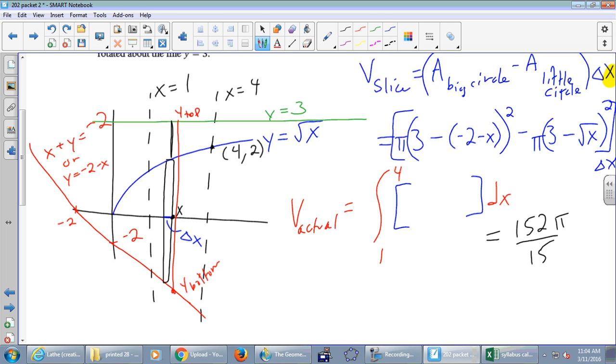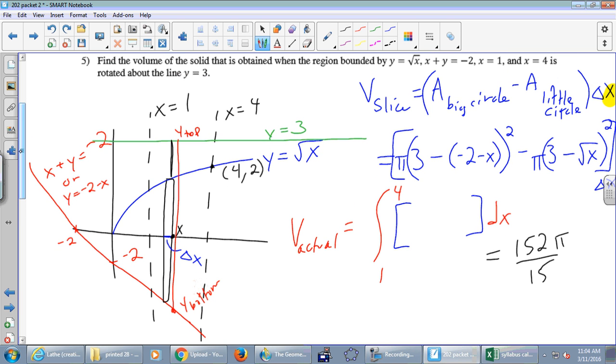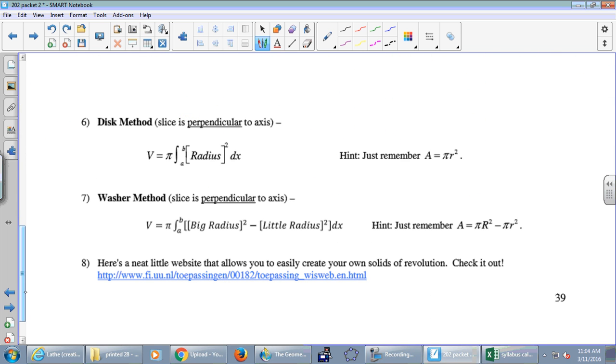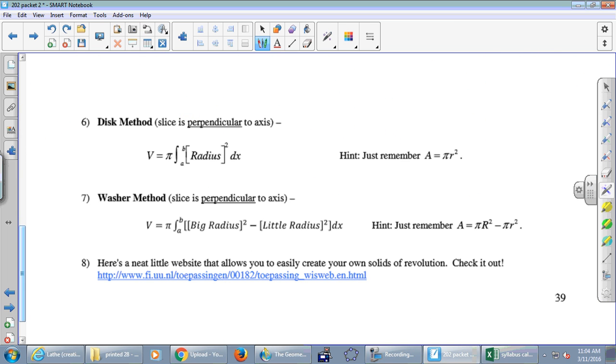Okay, so 2 takeaways. Number 1, take your time when you draw the picture. Having a bad picture leads to bad calculus. Number 2, we've actually just got some simple formulas that we've essentially derived in doing this example. This example came out looking like pi times a big radius squared minus pi times a little radius squared. Every single washer example is exactly that formula. So here it is in number 7.